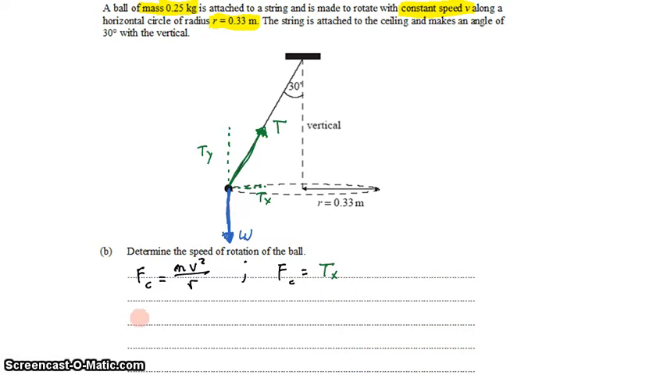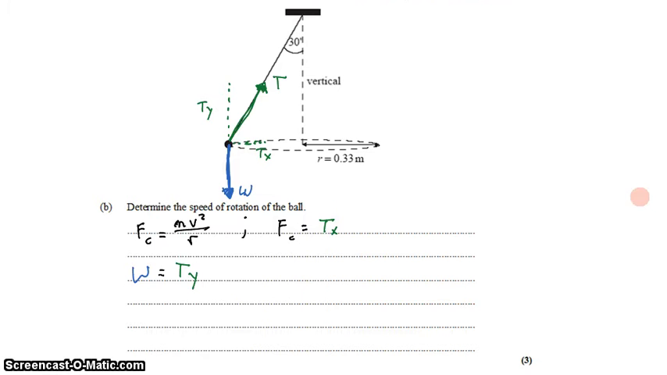One thing I know is that the weight has to be equal to the vertical component of the tension, which isn't quite what I want, so I'm going to have to work with that a little. But it is helpful because I do know what the weight is. The weight is the mass of the ball times the acceleration due to gravity, and I know both of those. What I need to do now is find a way to change the vertical component of the tension into the horizontal component of the tension.